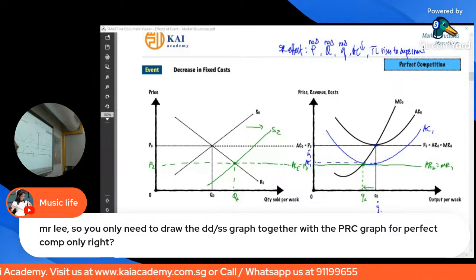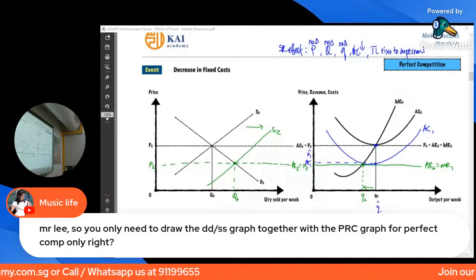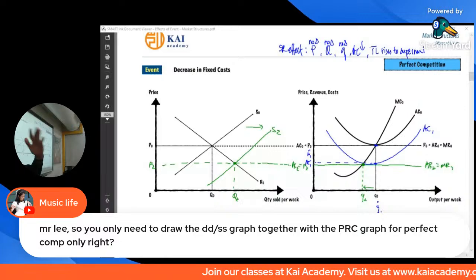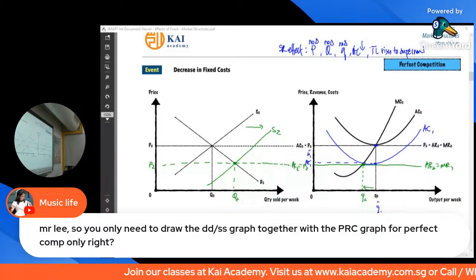MPC, and all the more oligopoly, also cannot be added because it's a highly differentiated good. But monopoly, right? There's no need to draw it because monopoly is the only one firm. So the AR curve of the monopoly is actually the market demand curve.